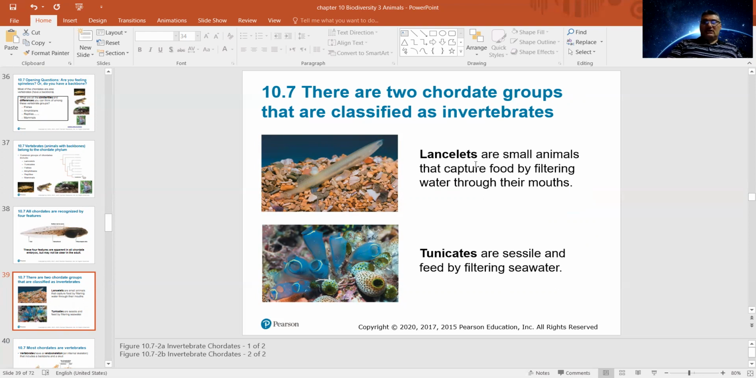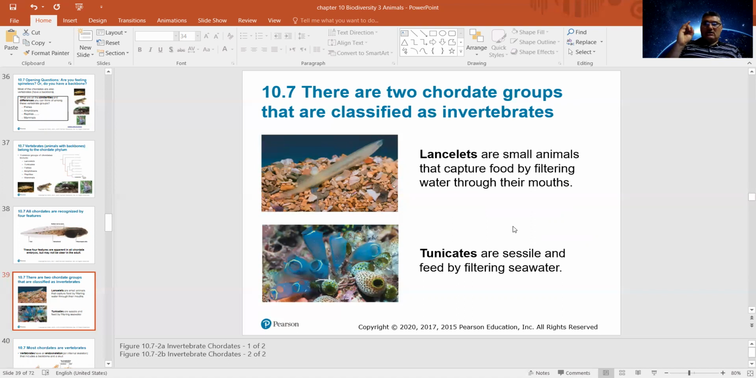Lancelets, like this, do not have a vertebral column or backbone. And tunicates also don't have a backbone or vertebrae. Lancelets are animals that filter the water. They take the water in their mouth, filter it, catch smaller animals, and get rid of the rest. Tunicates are sessile. Sessile means immovable. Im is another prefix that means no.